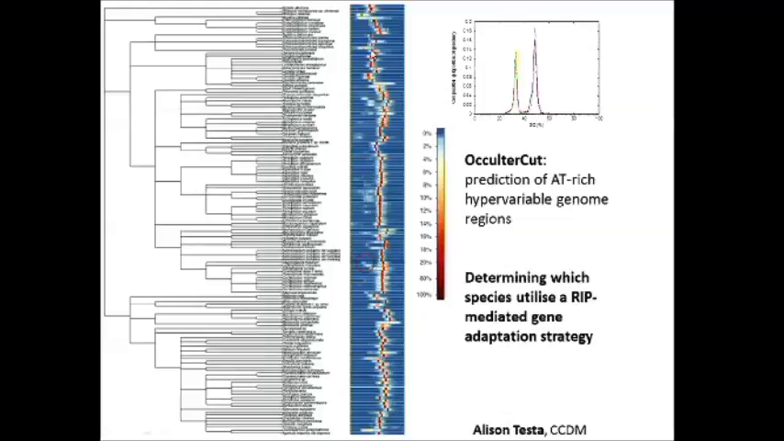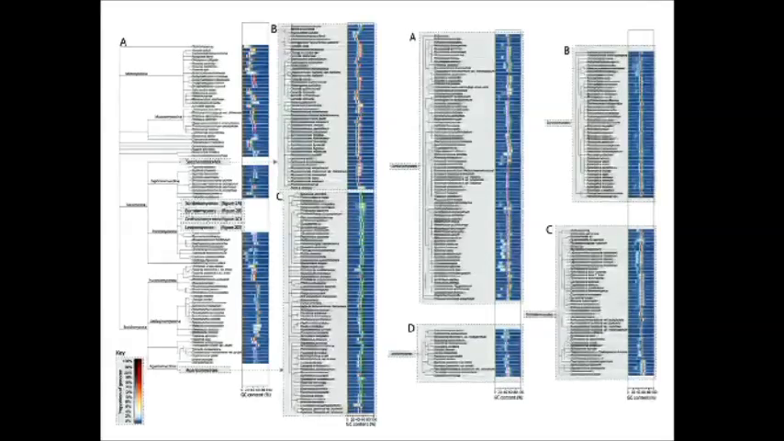But in terms of adaptation, we've done a survey across the whole set of fungal sequences that are currently available, which I think at the time was around 500. And we found several cases where we see this bimodal distribution occurring. So it's a common strategy across a large number of fungi.